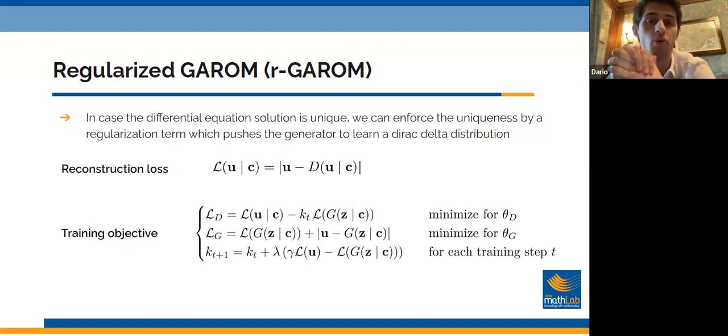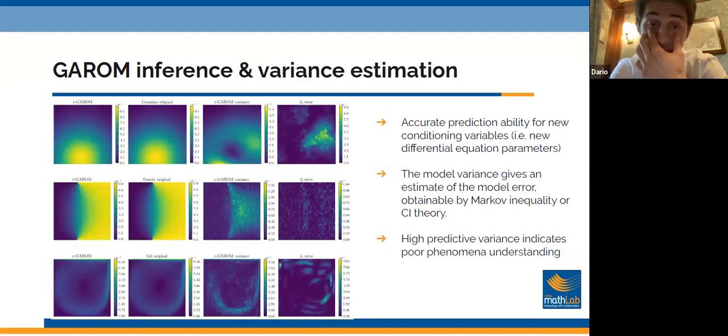So we also propose a regularized counterpart called R-GAROM, which can be used only in the case the differential equation solution is unique. And we can enforce this uniqueness by adding a regularizer term, that is the difference between the actual data u and the one that we generate. In a sense, what we do is shrink the variance of the generator. We don't want different z to obtain different u's, but this can be used only in the case the solution is unique. We can go to the next one.